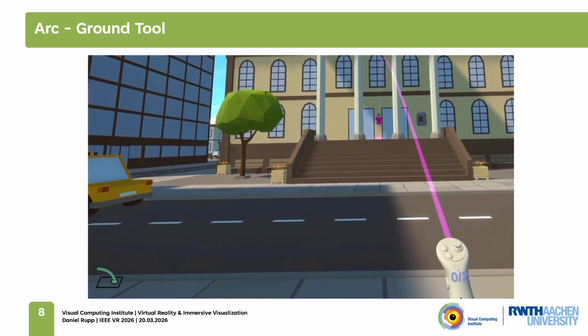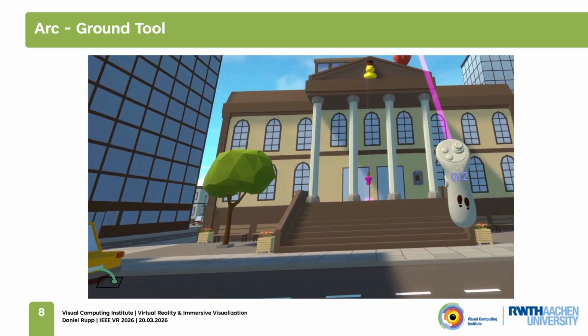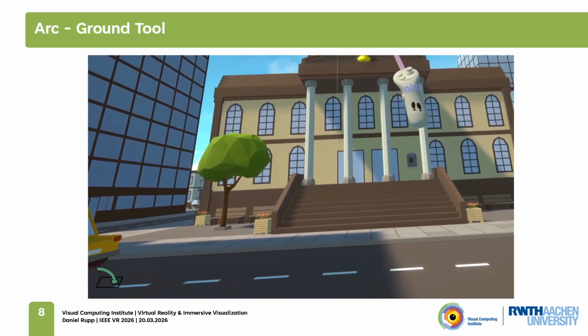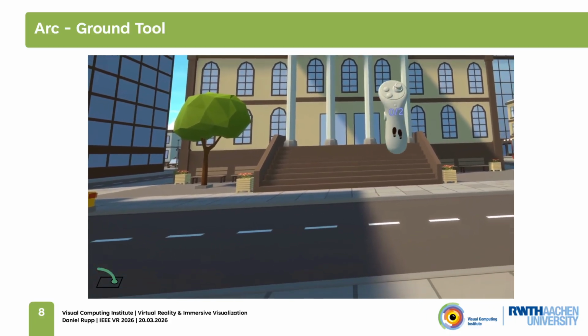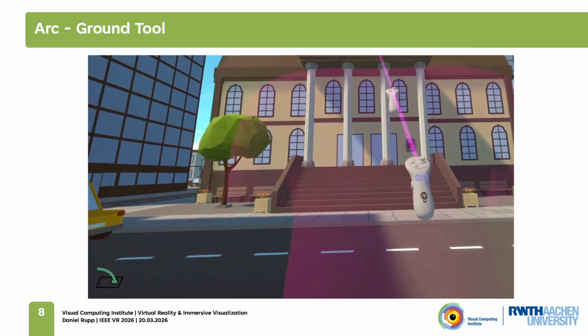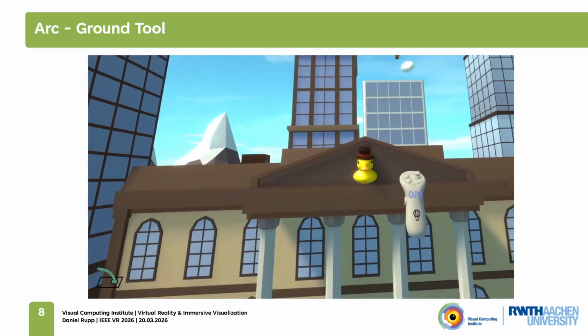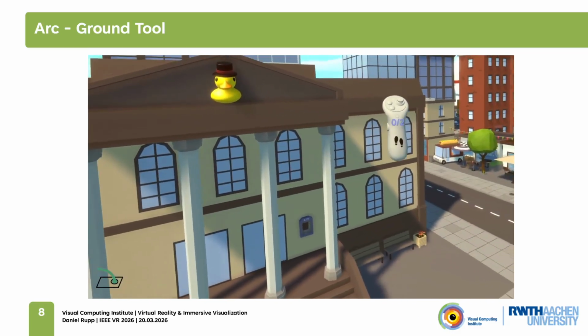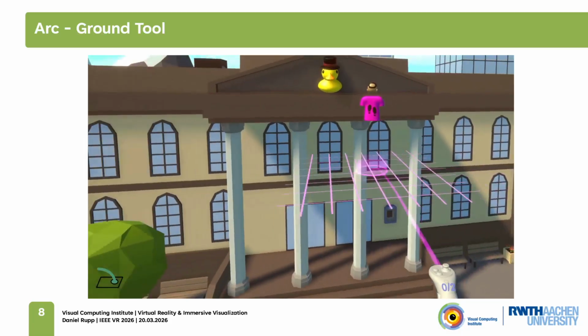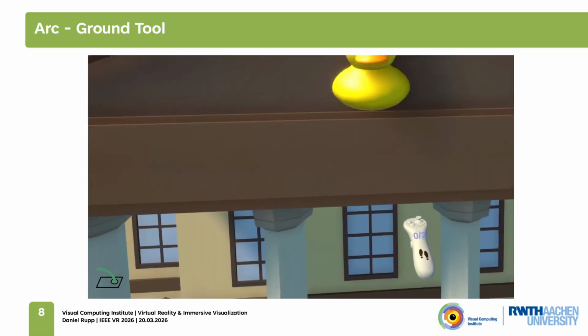However, transitioning into the air is less straightforward, as tilting the controller up would still curve the ray towards the ground. Therefore, users have to manually press a button when they want to transition into the air. While this adds complexity, it also allows the user to trigger the ground mode while in the air to select targets on the current elevation level.